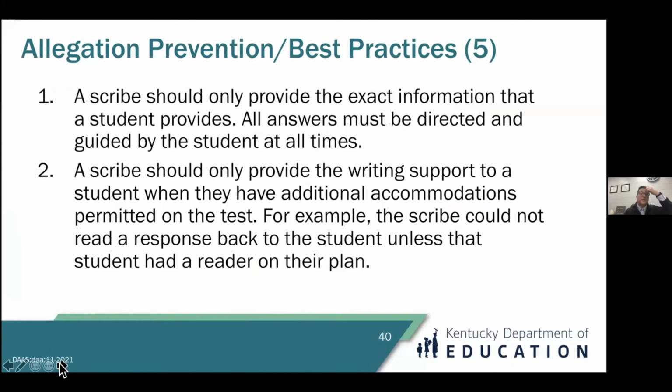So best practices for preventing allegations from the testing police would be that a scribe should only provide the exact information that a student provides. All answers must be directed and guided by the student at all times. A scribe should only provide the writing support to a student when they have additional accommodations permitted on the test. For example, the scribe could not read a response back to the student unless that student has a reader on their plan. So we don't want to mix these things up and get confused about when to use what.